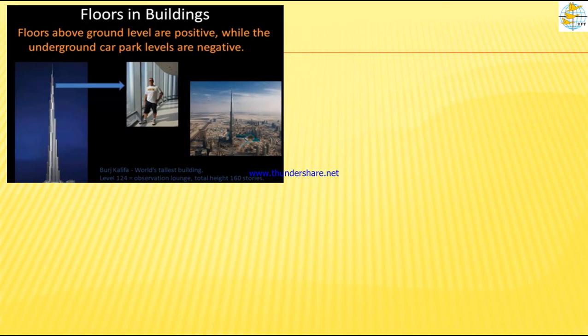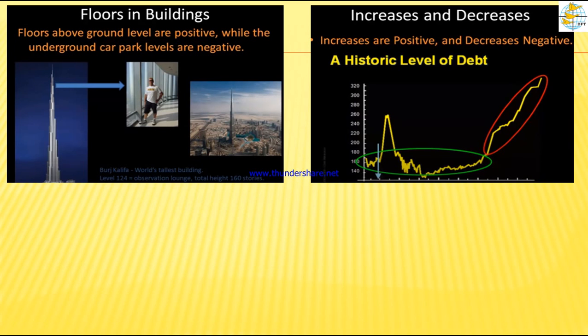Some more daily life examples. Floors in buildings. Floors above the ground level are positive. If you stay in an apartment, we say first floor, second floor, above the ground level, we will represent with positive. While the underground car park areas will be there. In some shopping malls also we can see some floors below the ground level. Those areas below the ground level we will represent with negative, minus 1, minus 2, like that. So above the ground level with positive, below the ground level with negative.